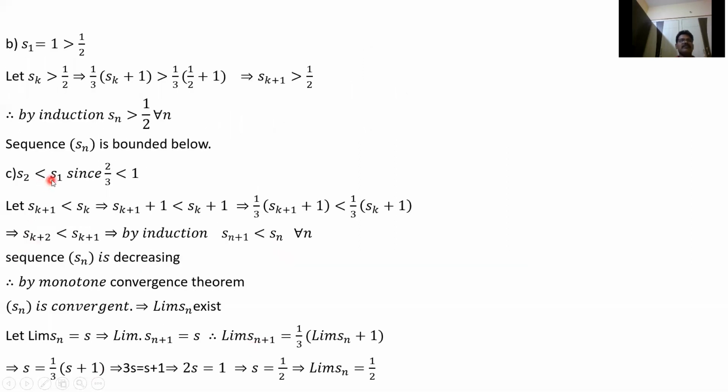S2 less than S1. So that means S1 greater than S2. Since S2 is 2 by 3, S1 is 1. 2 by 3 less than 1. So therefore it is true for n is equal to 1.